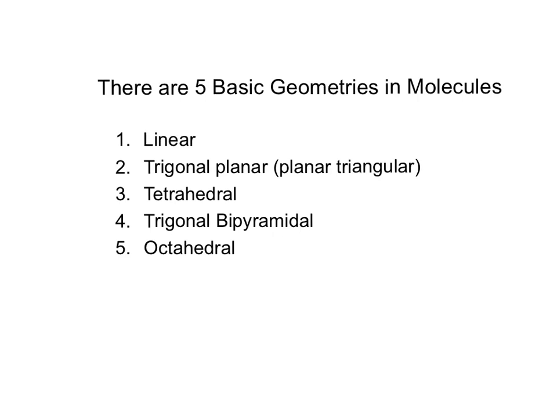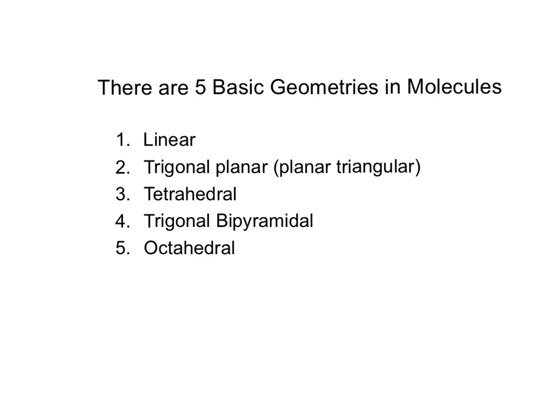So this is the first of 3 videos for chapter 11 in the 5th edition of Tro, and this one is the beginning of the discussion on VSEPR structures. We start by talking about the fact that there are 5 basic geometries observed in molecules, and they're listed here: linear, trigonal planar, also called planar triangular, tetrahedral, trigonal bipyramidal, and octahedral.